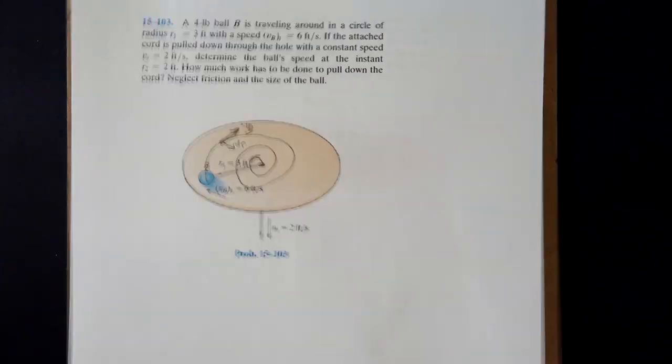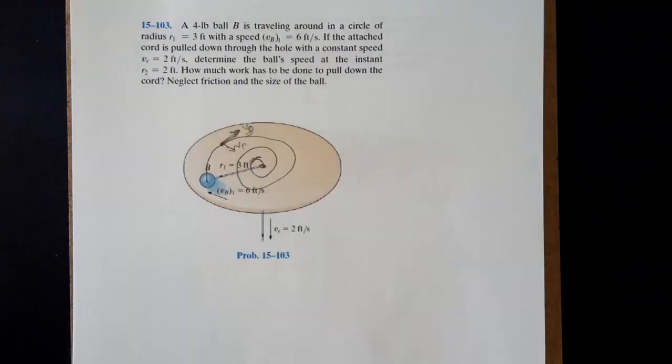Okay, problem number 2. A 4-pound ball B is traveling around in a circle of radius r1 equal to 3 feet with a speed v_B1 equal to 6 feet per second. If the attached cord is pulled down through the hole with a constant speed v_r equal to 2 feet per second, determine the ball speed at the instant r2 is equal to 2 feet. How much work has to be done to pull down the cord? Neglect friction and the size of the ball.